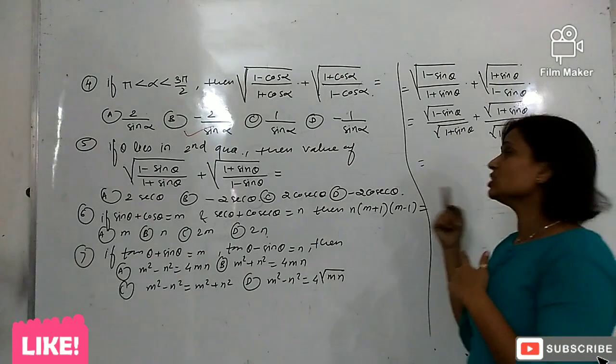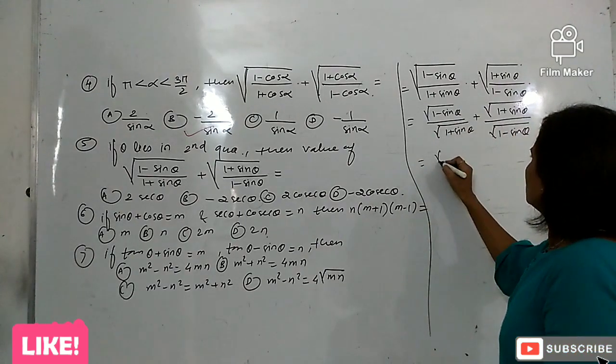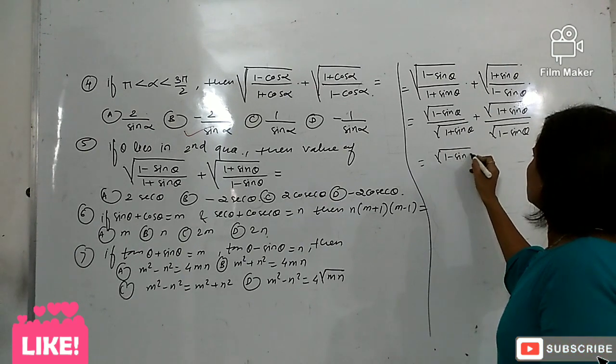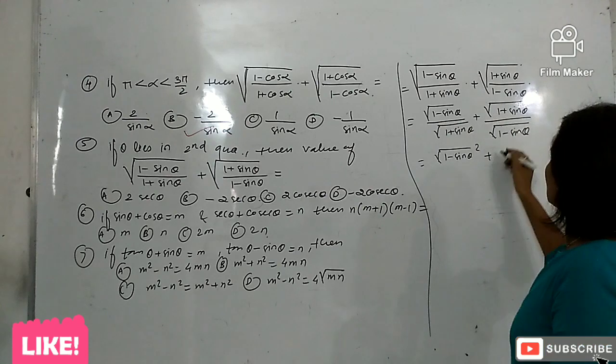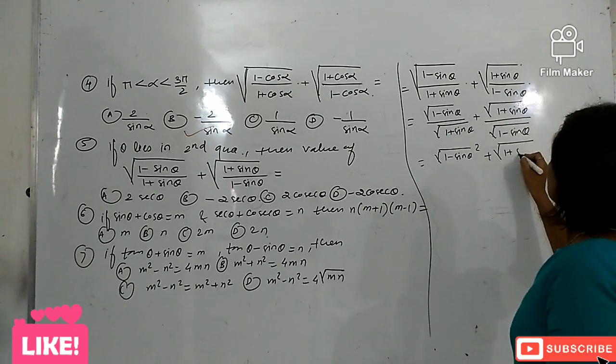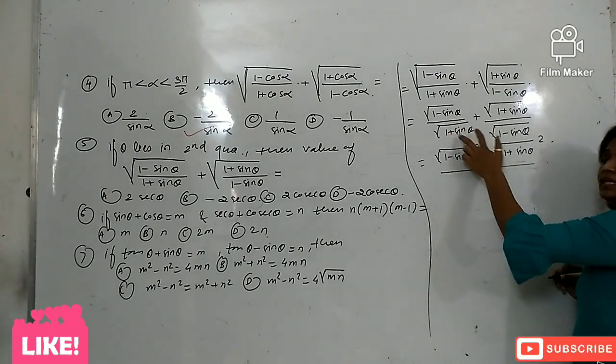So like the previous question, by cross multiplication this value gets squared. Similarly, after cross multiplication this value also gets squared. And this denominator value, write in one root.